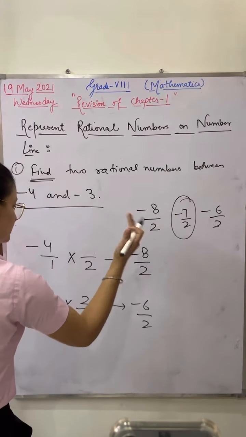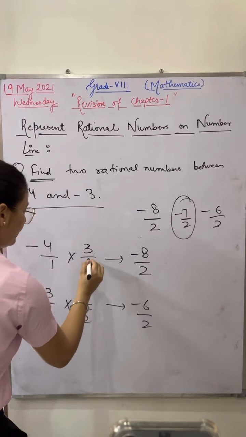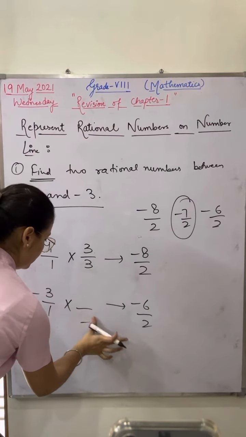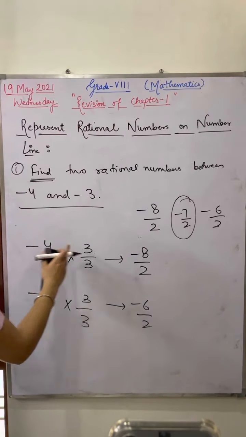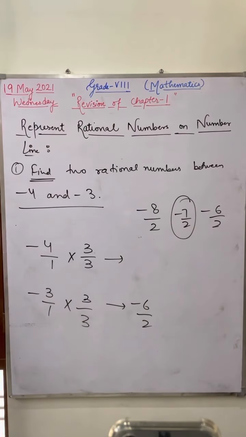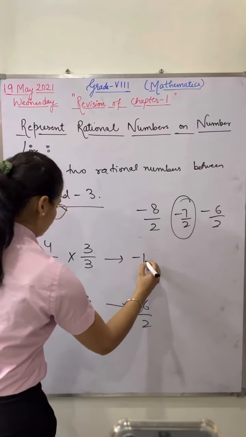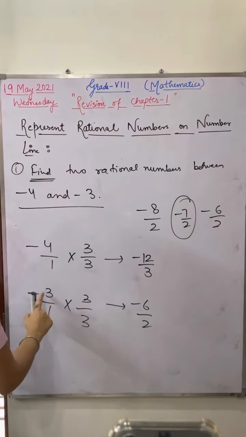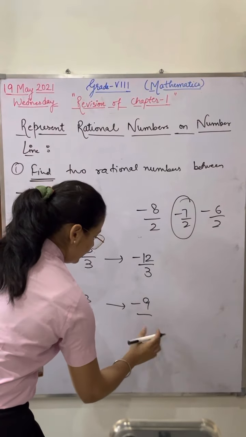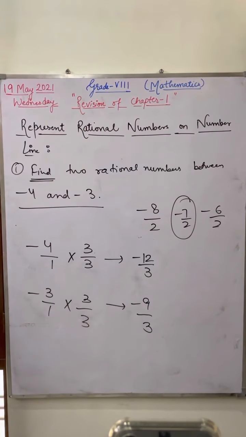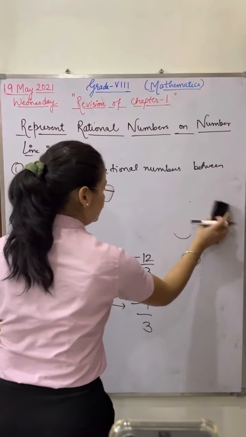So I can't multiply with 2 by 2. Again choose the next number. Multiply with 3 by 3. Now what will be the answer? Minus 4 into 3, that is minus 12 upon 3, and minus 3 into 3, that is minus 9 upon 3. Now I am writing these two numbers here.